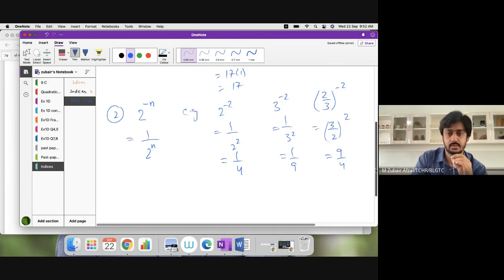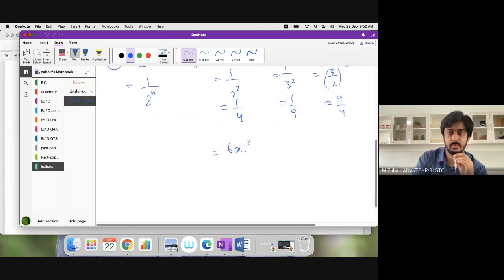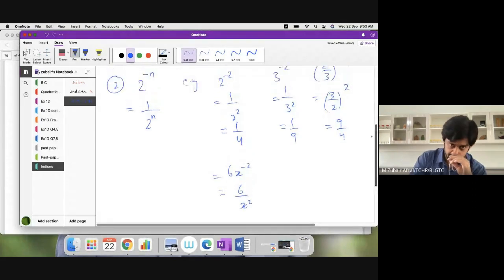If we have 6x minus 2. Remember, minus 2 is only on 6. So we are left with 6 over x square. Any confusion with this one? As far as the power is concerned, negative power, you reciprocate. No issues. Moving on to third one, which is under roots.